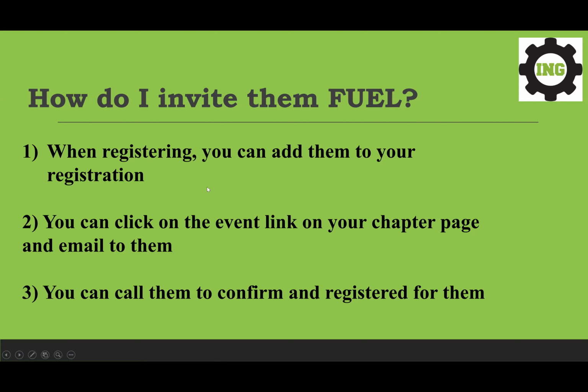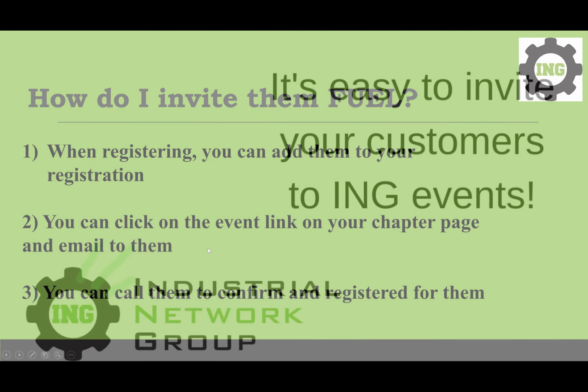You can also, when you own your chapter page on the Industrial Network Group website, go to your chapter page, and on your home chapter page, there's all the events. You can click on the event link and actually email it to them and ask them to register. That would also provide all the information about the event, so they could add that to their calendar. And then you could also just call them and say, hey, would you like to come to my fuel meeting? If they confirm, then you can register for them.